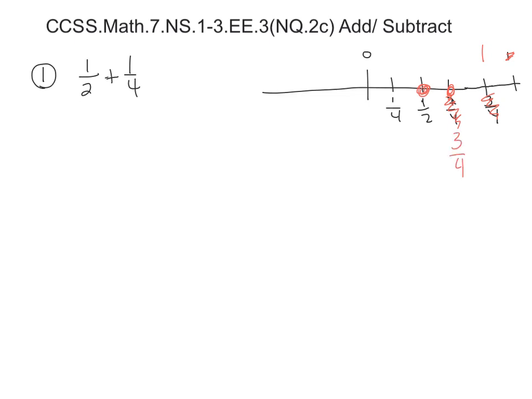And let's look at it this way here. Without the number line, we need common denominators. So I know that I could multiply this by 2. So I multiply the numerator by 2. So 2 times 2 is 4, and 1 times 2 is 2, plus 1/4, and you get 3/4.